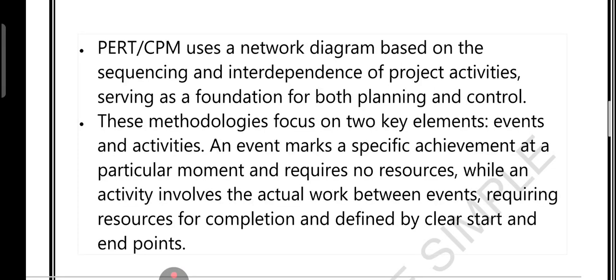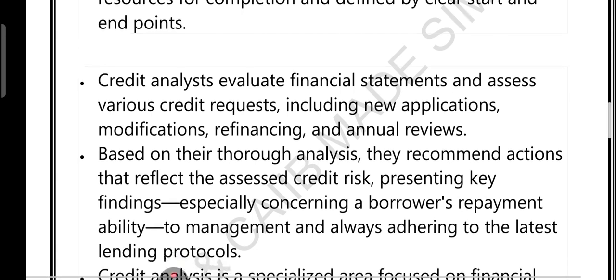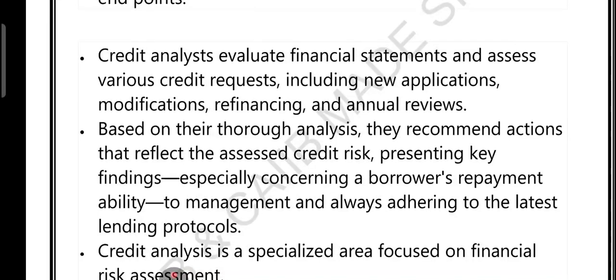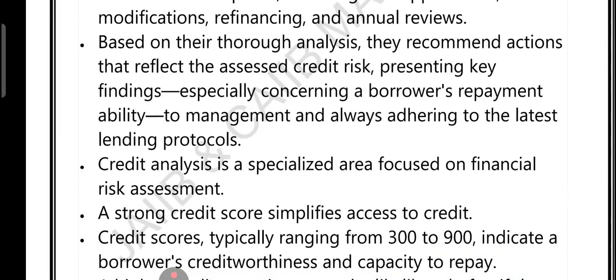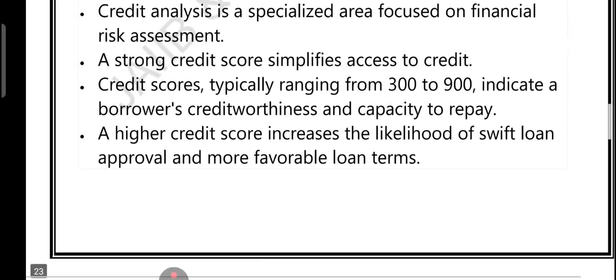Now if we move to the credit analyst, which is the core part of the financial risk assessment. Credit analysts review financial statements and assess loan requests, new, modified or refinanced. They present their findings to the management, especially about the repayment capacity, always following the latest lending rules. A strong credit score makes it easier to get a loan and better terms. India follows a 300 to 900 score system. A score above 750 is usually needed for loan approval.